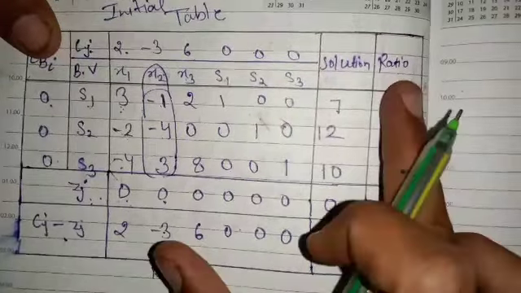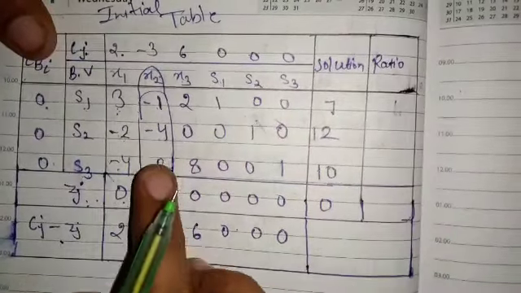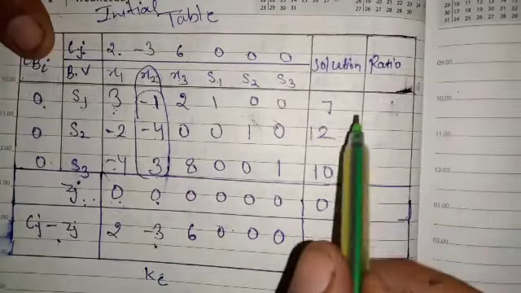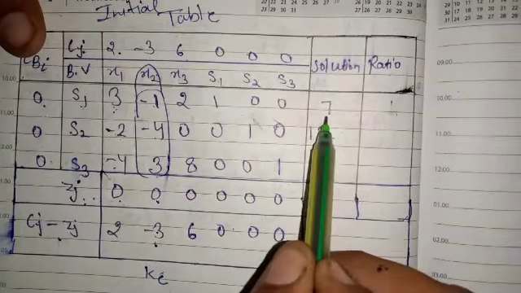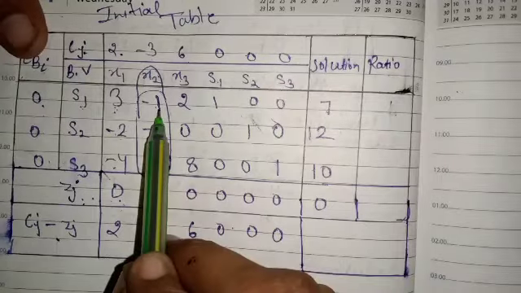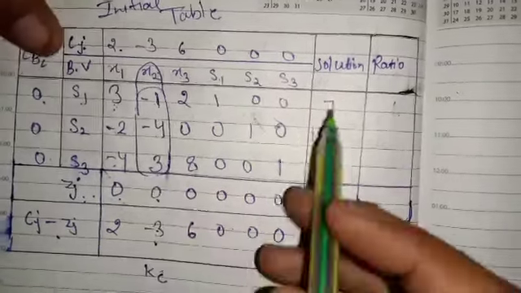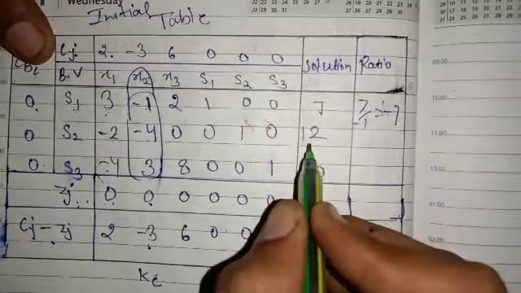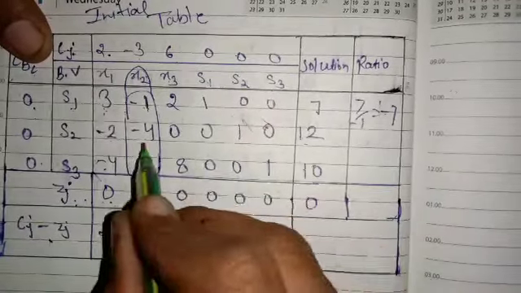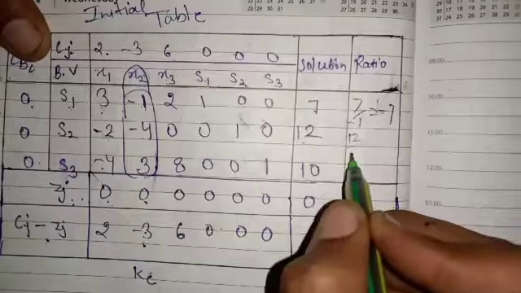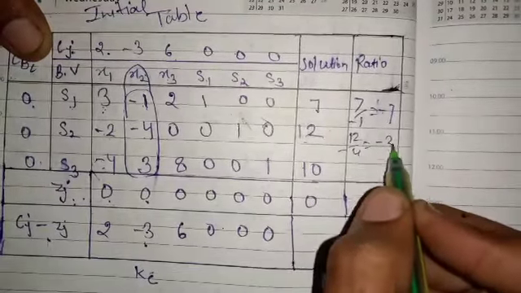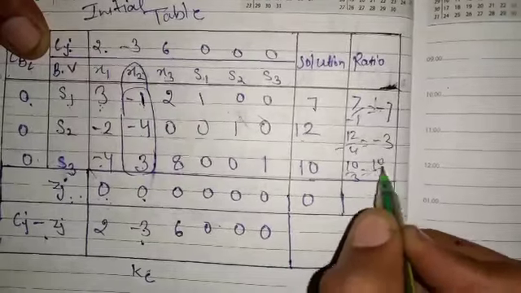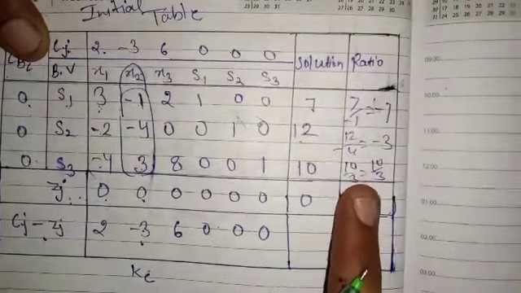And now we find the ratio values. To find the ratio values, the formula is the solution value divided by the key column value. 7 divided by minus 1 is equal to minus 7. 12 divided by minus 4 is equal to minus 3. 10 divided by 3 is equal to 10 by 3. So these are our ratio values.